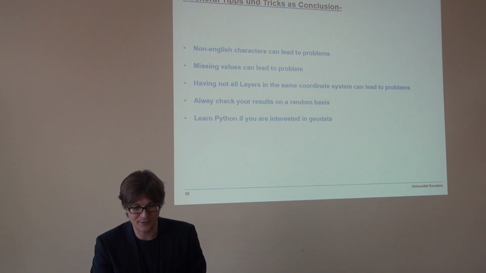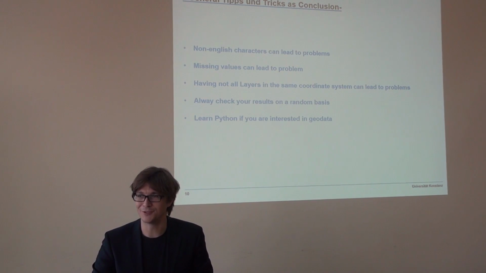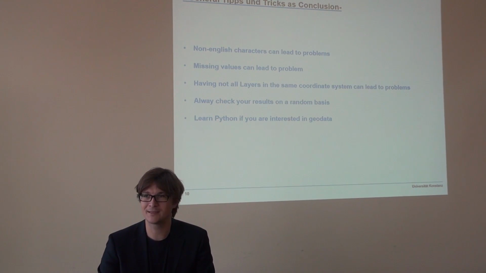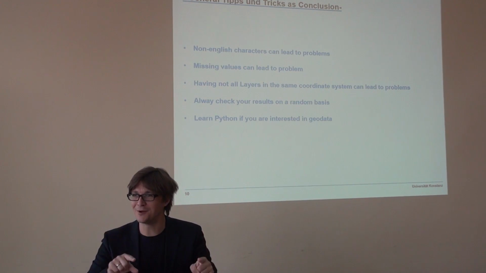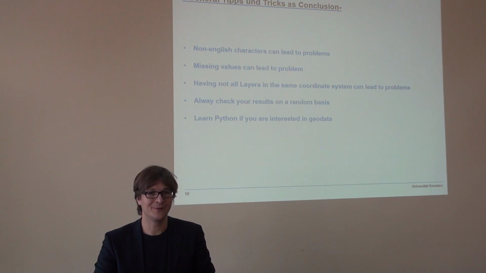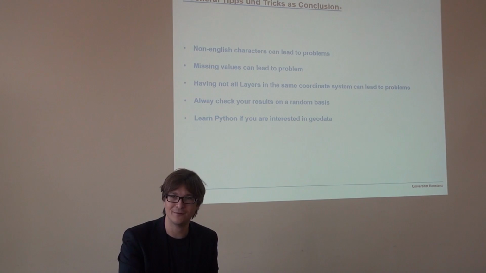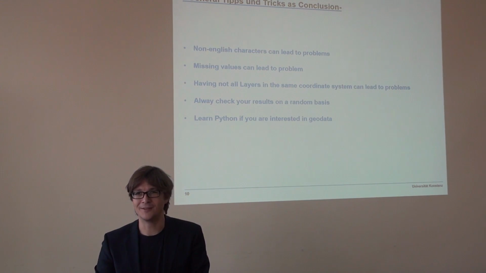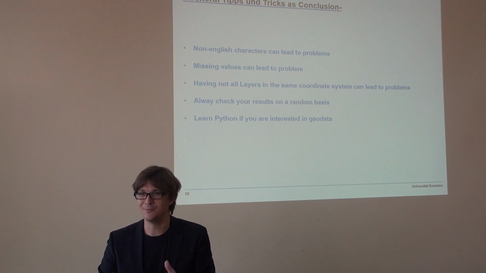Having not all layers in the same coordinate system can lead to problems that we know already. You should always check your results on a random basis. That's something you can do with the base map, and when you have data about Ukraine, you usually know where all the features are, so you can at least check a little bit where everything is. And the other check is what I did with all of you. When you did one operation, for example, the join command, then have a look at the attribute table, and then you will soon see what it is.